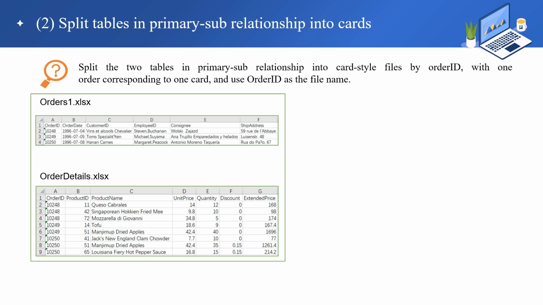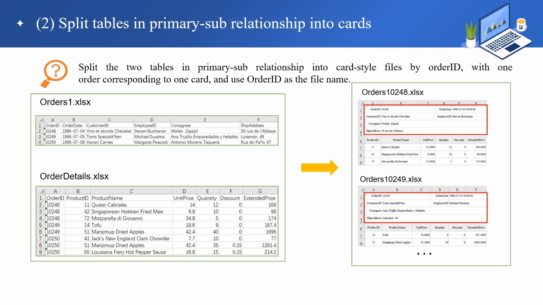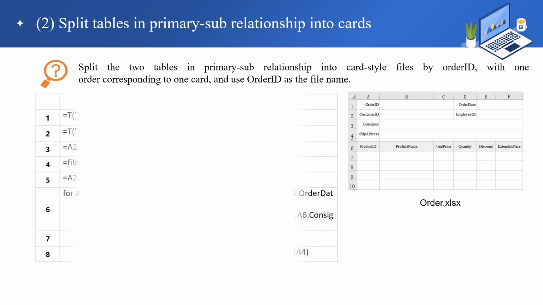Now we need to associate the two tables on order ID and generate a card style file in primary sub-relationship for each order, and name the file with order ID. As shown in the figure, one card represents one order. The first 4 rows is the primary table, which contains the basic information of order, and starting from the 6th row is the subtable, which contain the detailed information of order. First create an empty card style template and then write script.